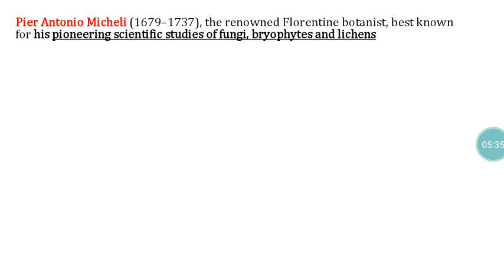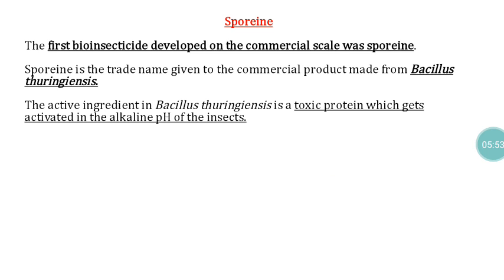Then Pier Antonio Micheli is the first person to report a plant fungal pathogen. Apart from fungal pathogens, he is a pioneer with reference to bryophytes and lichens. Sporeine, the first bioinsecticide developed on a commercial scale, is a product of Bacillus thuringiensis. It contains toxic proteins, which get activated in the alkaline pH of the insect gut.